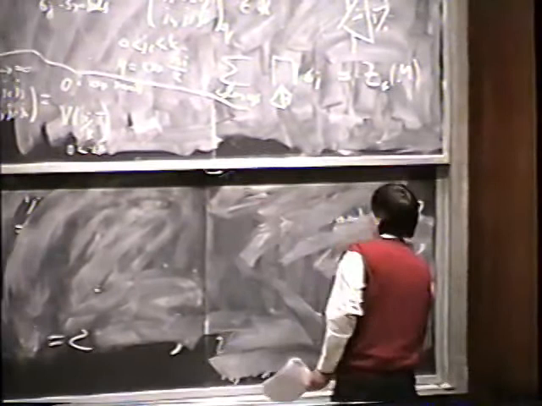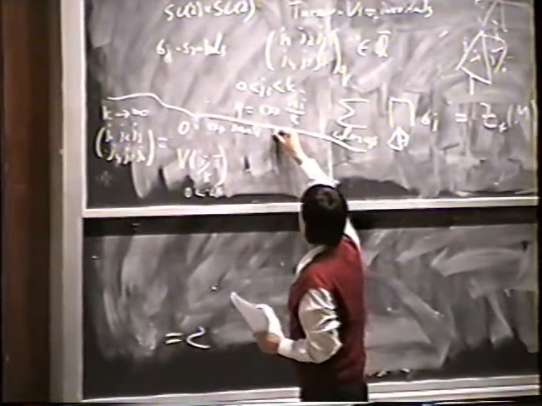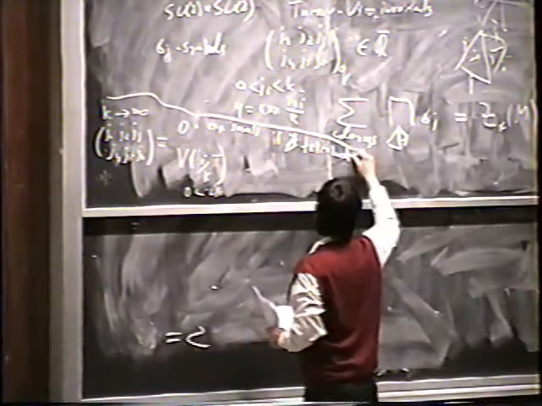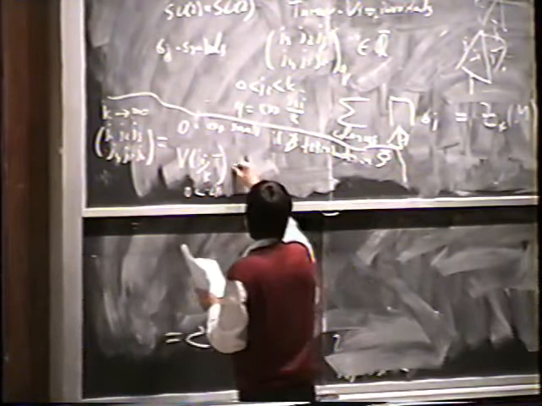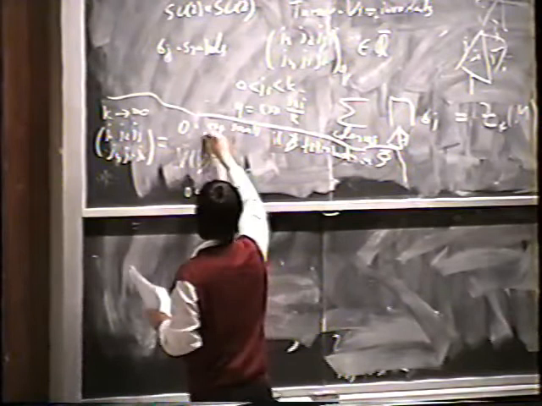So, it is 0 if there is no tetrahedron in S3 with such lengths of edges. And if there is a tetrahedron, then it's a sum of two terms. Actually, let's call it number 6i.